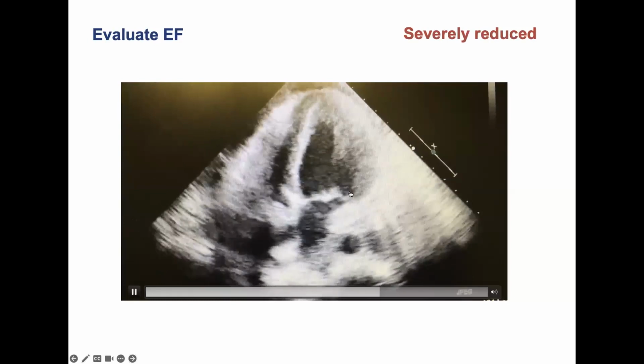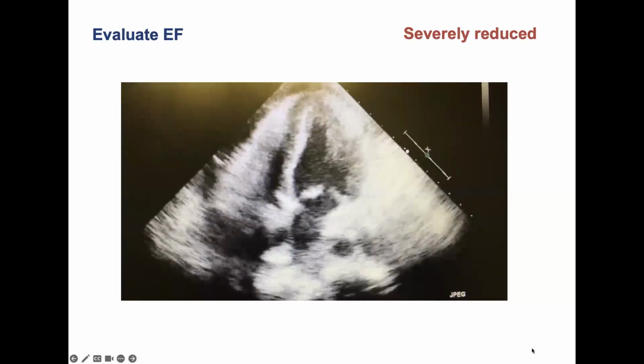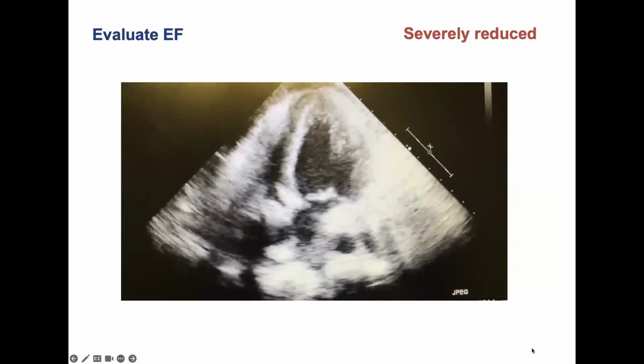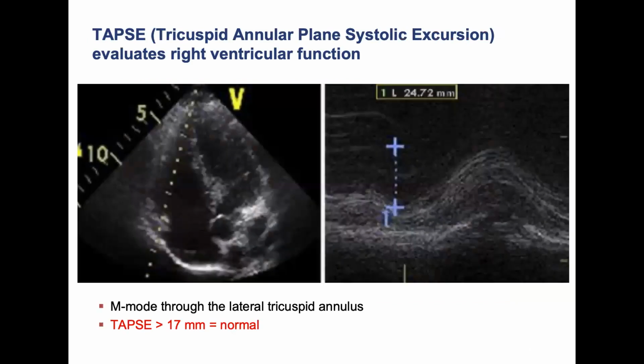So if I put my cursor here, you don't see that lateral annulus moving up towards the apex really at all. And so this again correlates with a severely reduced ejection fraction. And then I'll just mention it. So TAPSE would be tricuspid annular plane systolic excursion.